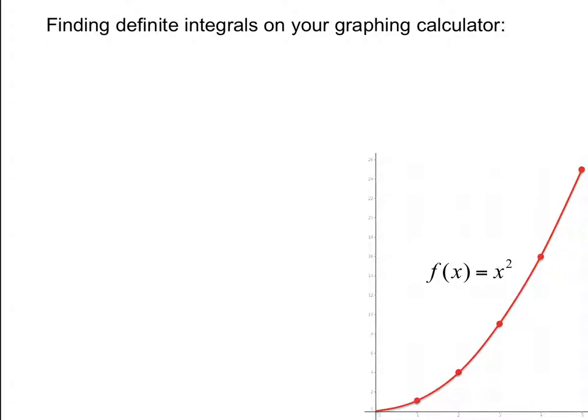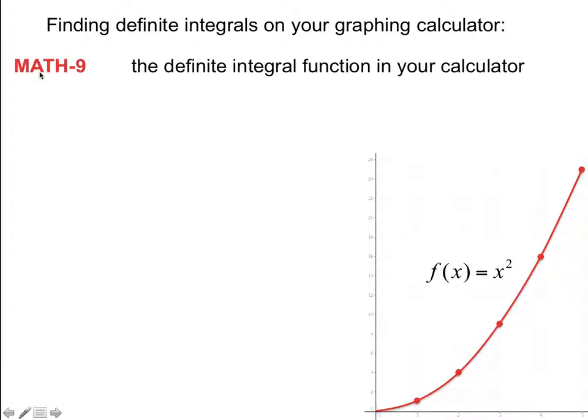So, finding definite integrals on your calculator. The nice thing is your graphing calculator can do this for you. We have something called the Math 9 key, right next to your Math 8 key that we used when we were differentiating. That's the definite integral function. You're able to put in this information and get the answer for the actual area underneath the function, between the function and the x-axis.